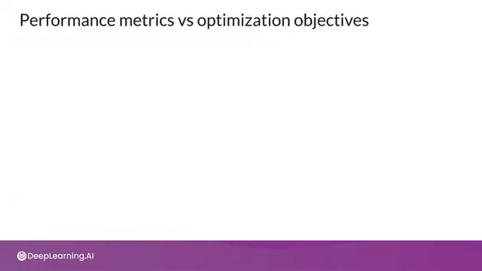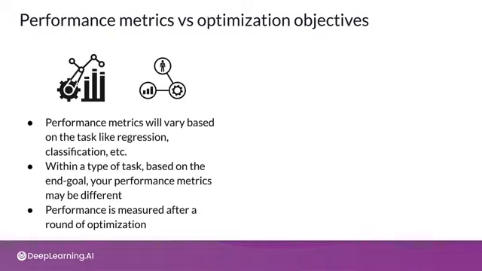Next, let's look at the difference between performance metrics and optimization. First, performance metrics. Based on the problem you're trying to solve, you need to quantify the success of your model using some measurement. And for this, you use various performance metrics. Performance metrics will be different for different types of tasks like classification and regression and so forth. You're familiar with these from designing and training models.